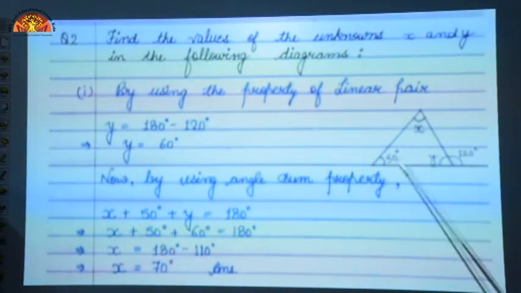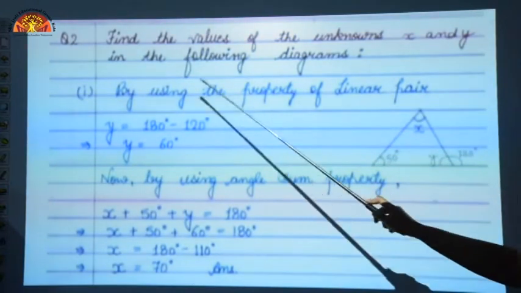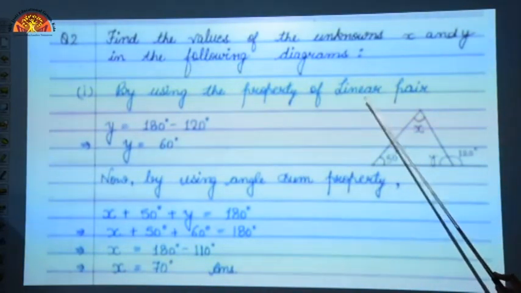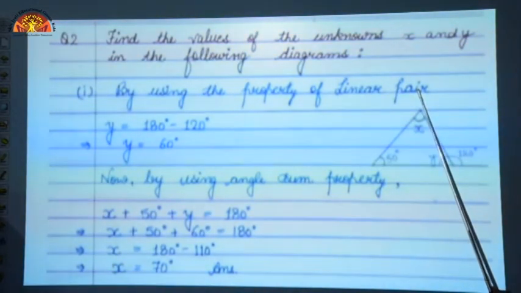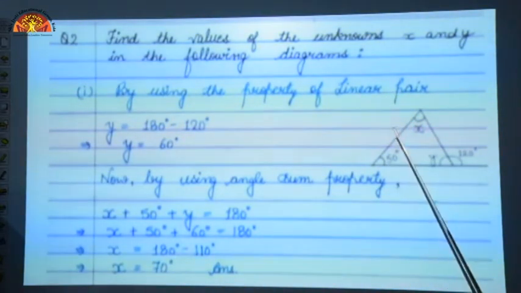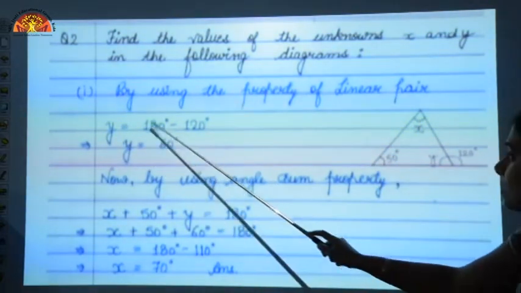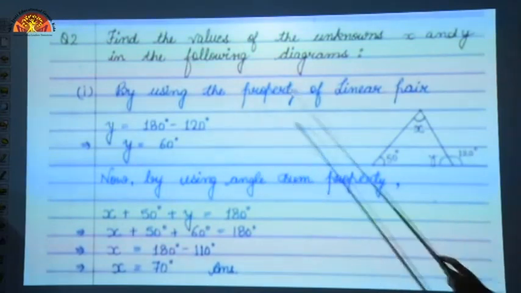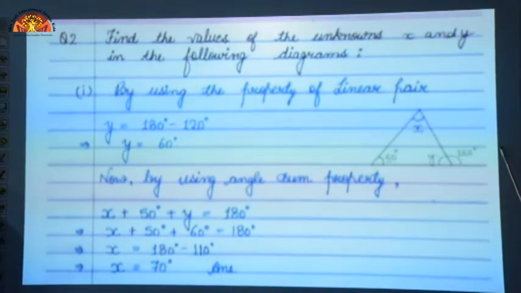Given angles are 50 degree and 120 degree. You can see that 120 degree is the exterior angle. So by using the property of linear pair, you have already studied in the previous chapter, that is the lines and angles. That is the sum of the two adjacent angles is equals to 180 degree if it is forming a straight line. So y is equals to 180 degree minus 120 degree, because y plus 120 degree is equals to 180 degree as it is forming a linear pair.